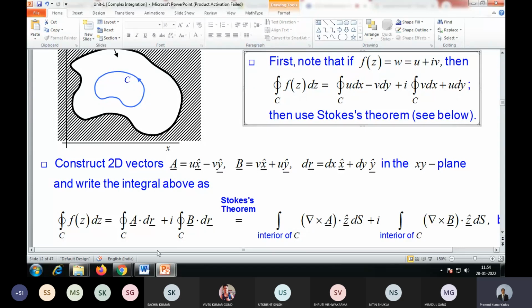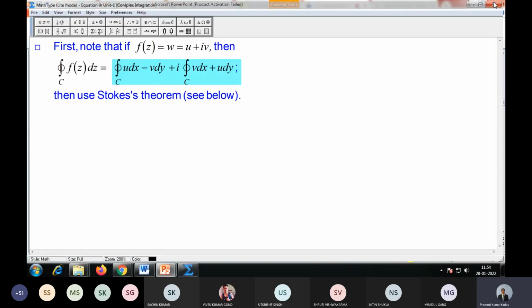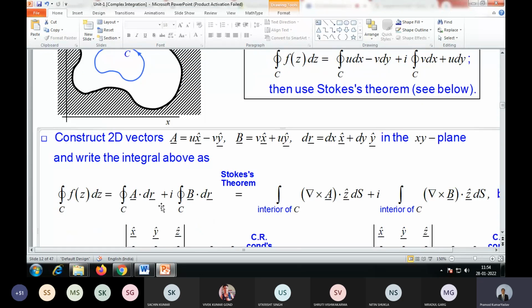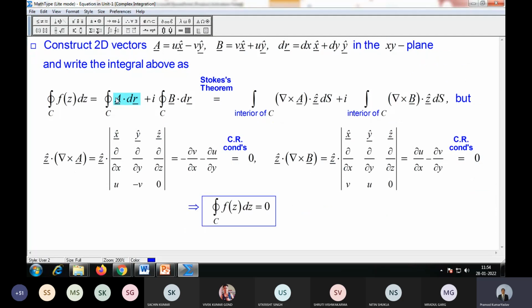So now the integral of f(z) dz is equal to this whole set of terms, and these terms can be written in terms of A dot dr plus i times B dot dr. Now for A dot dr, we may use the Stokes theorem. A dot dr equals curl A dot n cap ds, over the surface, perpendicular to the surface.